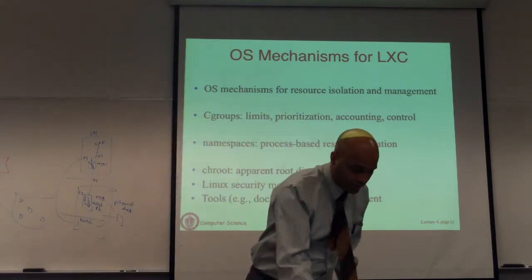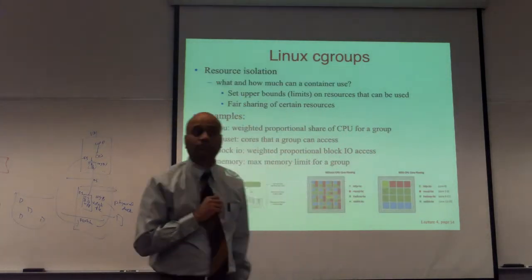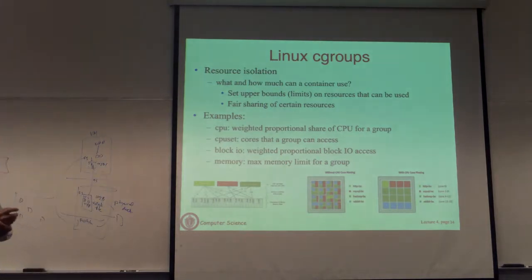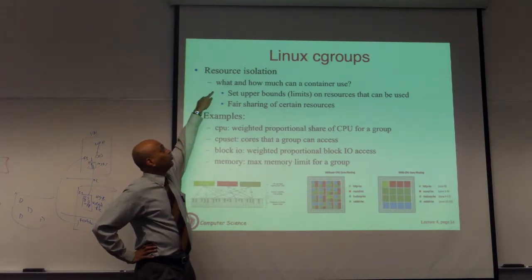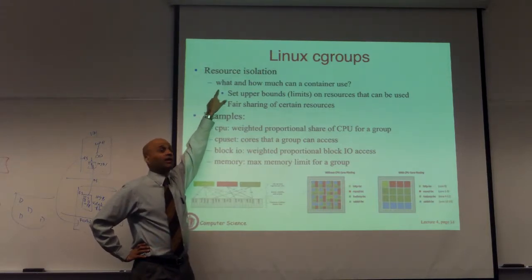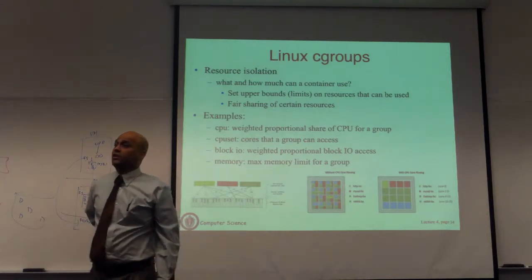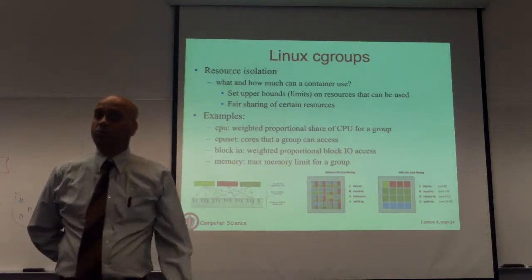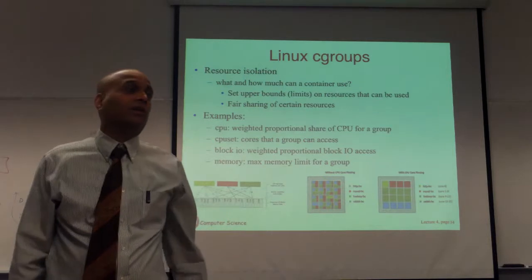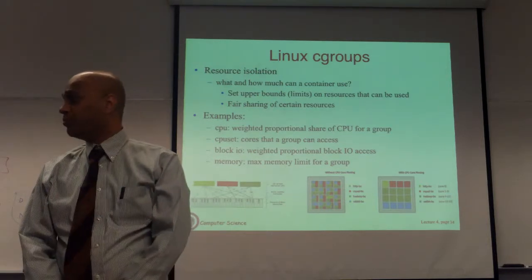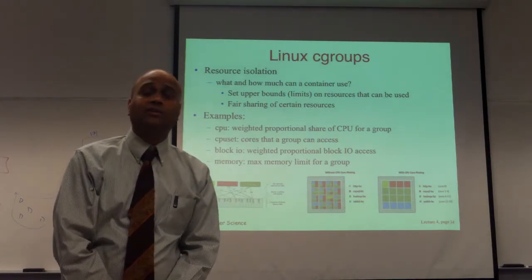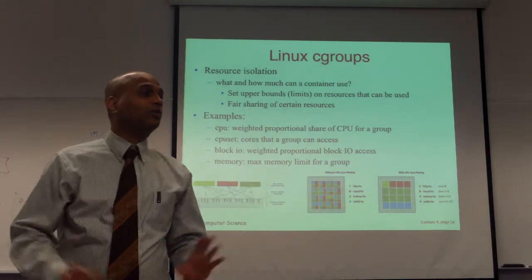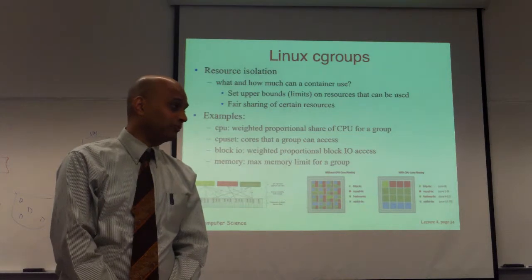Okay, let's start with C groups. Okay, what are C groups, or container groups? So what do they do? They provide you resource isolation. What does that mean? It basically allows you to set limits on what resources each container can use and how much of those resources each container can use through a container group. Okay, so you can create a container and say, give it 20% of the CPU. Okay? So no matter what the application inside that container does, the underlying OS will not allow it to use more than 20% of the total CPU.